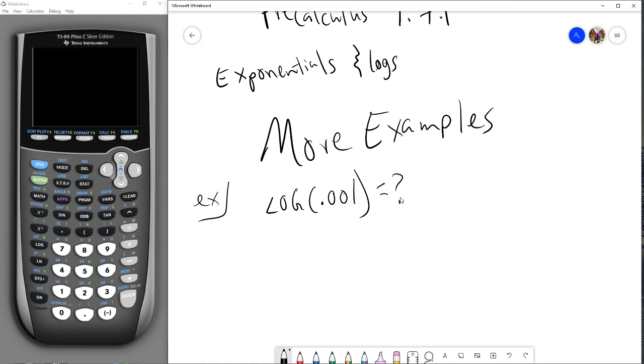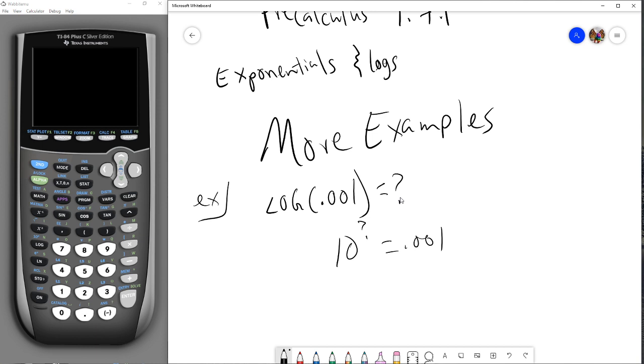Well, first let's recall that when we see a log without the base being written, then we know it's the common log. It is log base 10. So the question is, 10 to what power gives you 0.001? 10 to what power is equal to 0.001? This is another way we can think about our log.